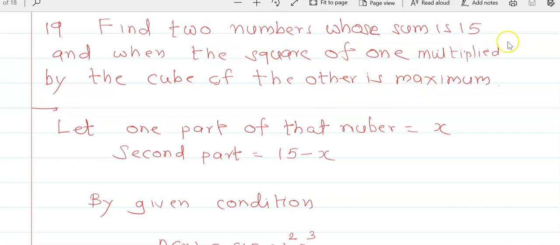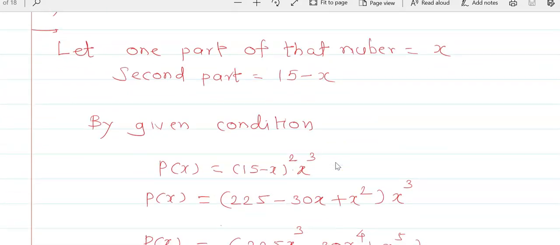Now the sum of the two numbers is 15. And what is the condition we have given? The square of one is multiplied by the cube of the other, and that should be the maximum. Let one part of the number be x. The second part is 15 minus x. And by the condition, the product we are taking is p.